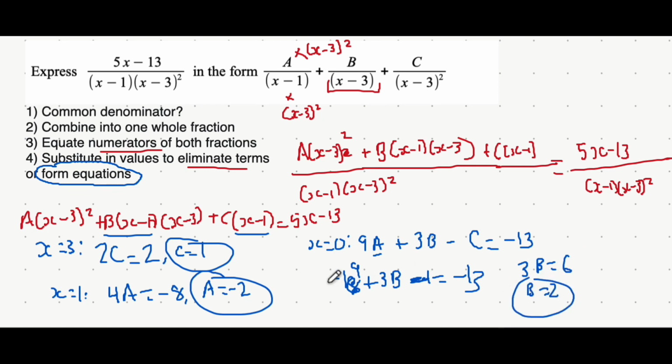Perfect. Now that we've got a, b, and c, we can just replace these with the values that we found. So we have minus 2 over all of this, plus 2 because b is a positive 2 over all of this, and then plus 1 over all of this, and that's your final answer.